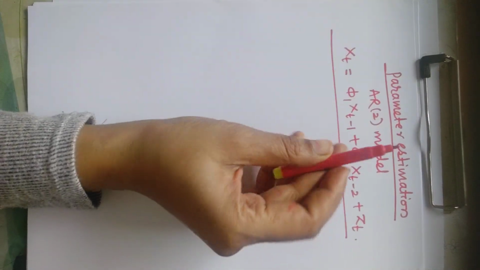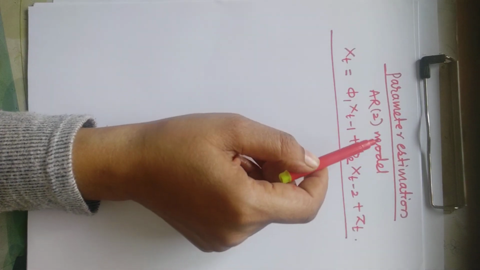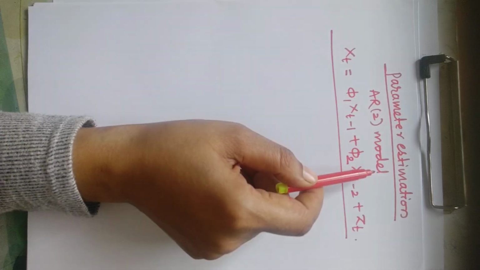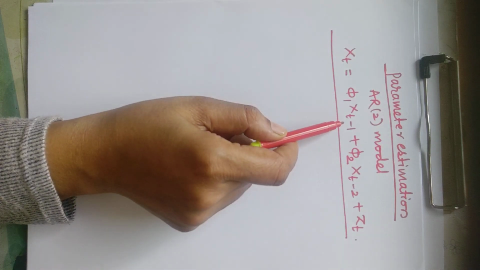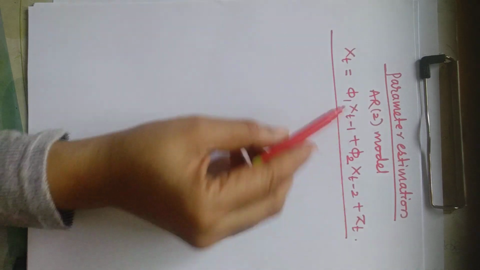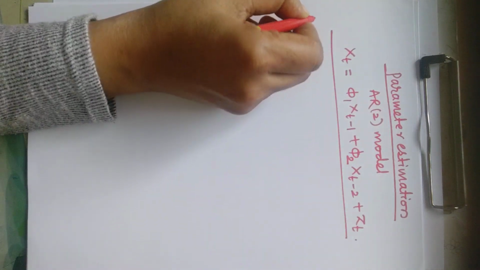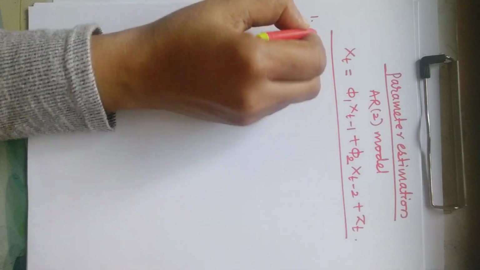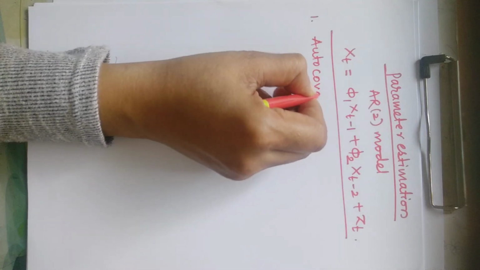In this video, we will see how to find parameter estimation. That is, how to estimate the parameters of the AR2 model. The AR2 model is given by xt is equal to phi1 xt minus 1 plus phi2 xt minus 2 plus zt, where phi1 and phi2 are the two parameters of the AR2 model. So for that we need to know the definitions of the autocovariance function and the autocorrelation function.